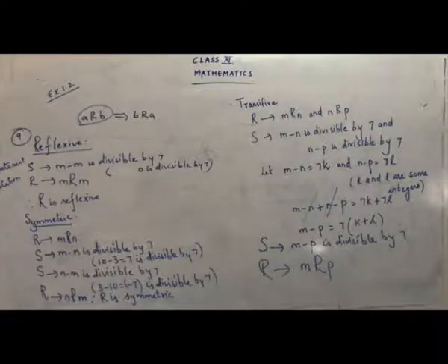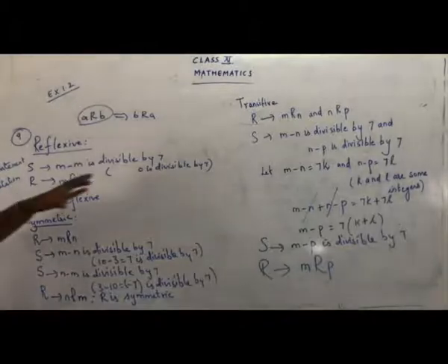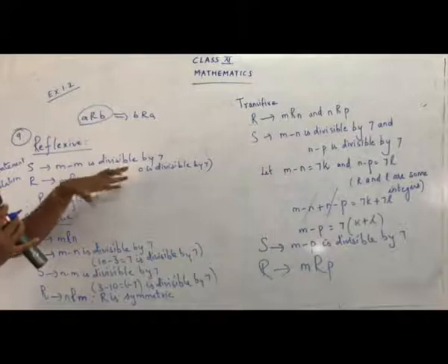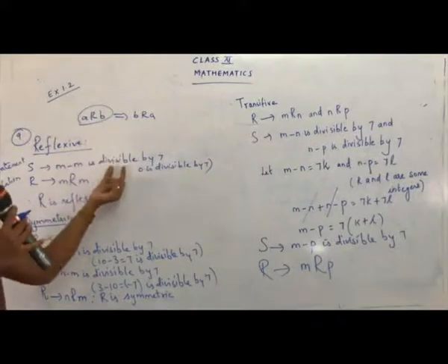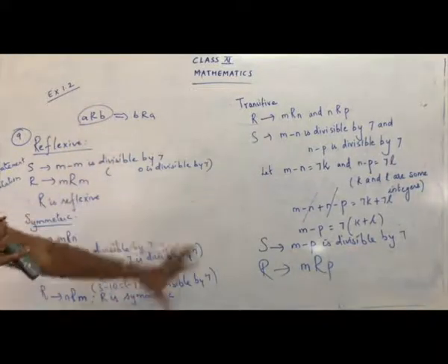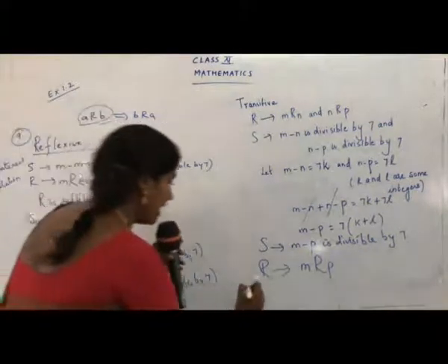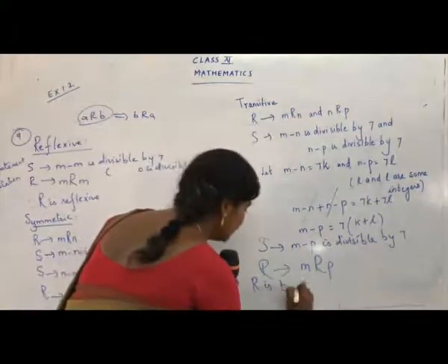It's very easy and it's an important type of problem also. They may change some numbers. Instead of 7, they may give you some other number. Instead of divisible, they may give you multiple. So you have to follow the same method with small changes over here, and arrive at the conclusion. So I say R is transitive.